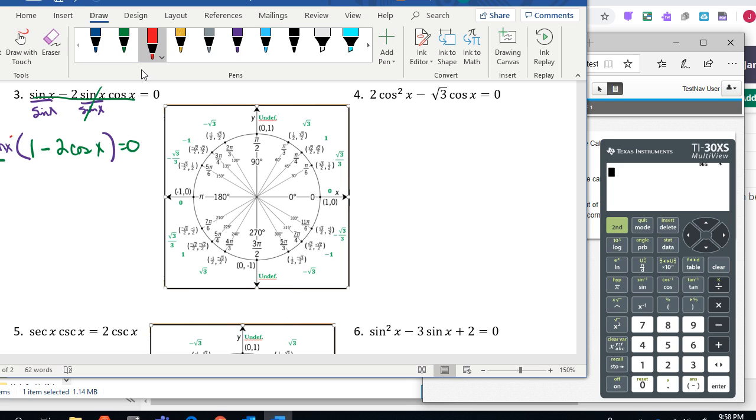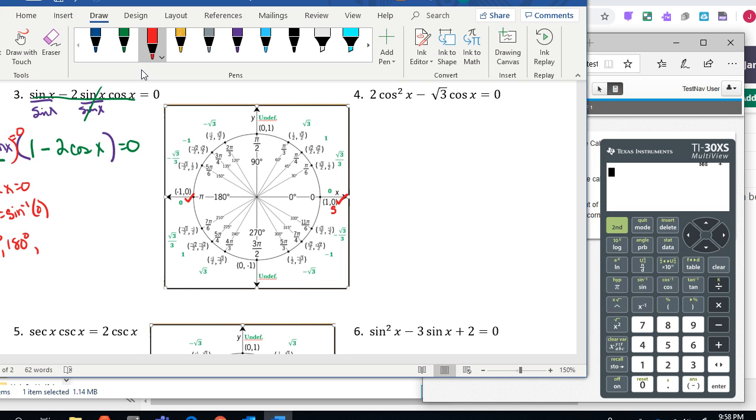Now, we have to have both pieces equal to 0. So I get sine x equals 0, or x is the inverse sine of 0. Okay, so does sine get to be 0 somewhere? Well, yeah, here and here. So it's going to be at 0 and 180 is what x is equal to.